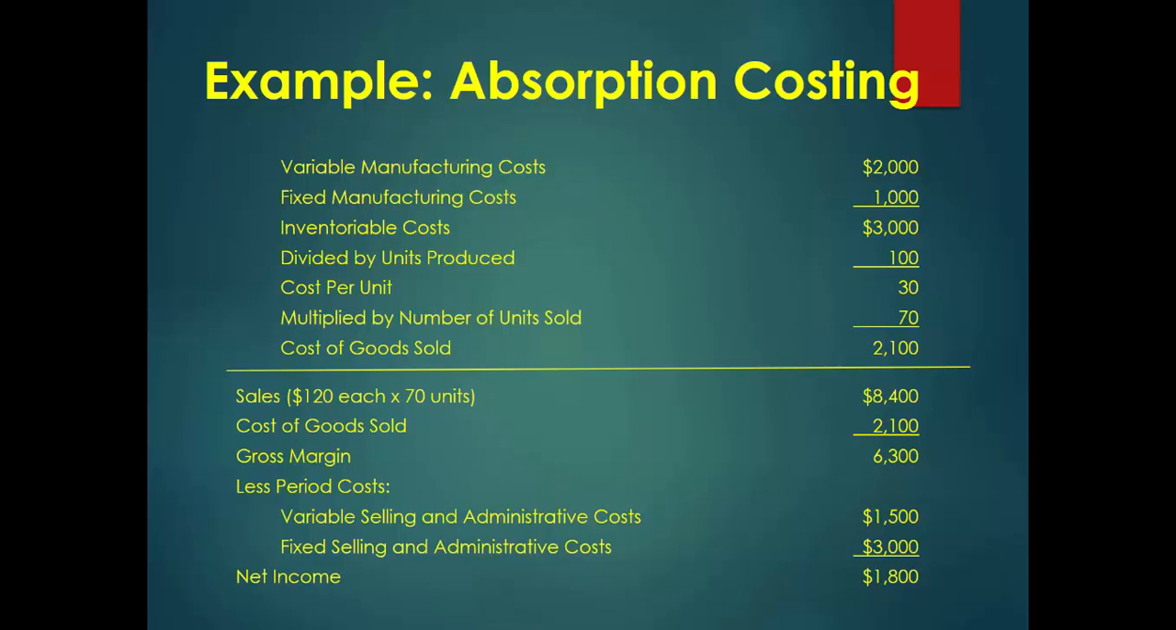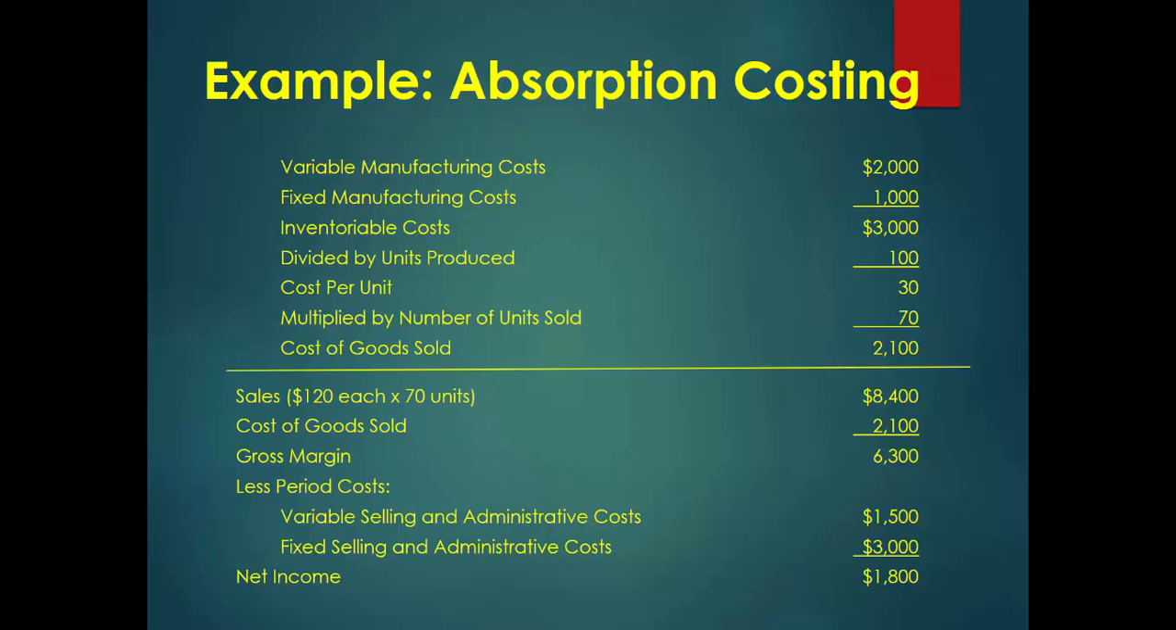Then I'm going to subtract out my other two cost types. Whatever doesn't get spread across the number of units that were manufactured gets expensed immediately. So the things that did not get included in inventoriable costs were those selling and administrative costs, also known as your period costs. And so those are the two things that get expensed immediately in this calculation. So gross margin of $6,300 minus our variable selling and administrative period costs, $1,500, also minus our fixed selling and administrative period costs, $3,000, gives me a net income of $1,800.